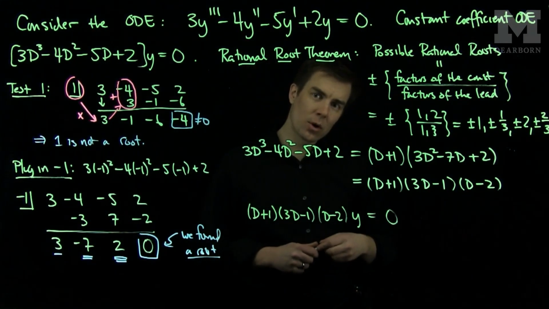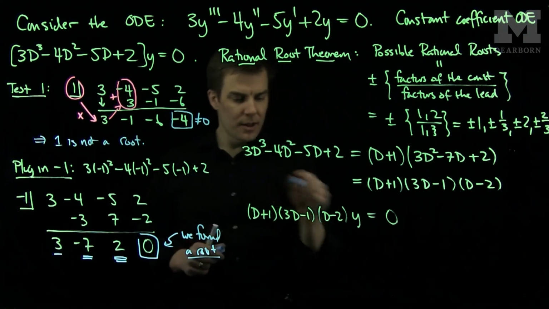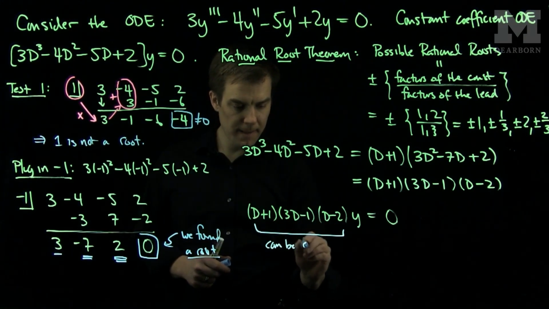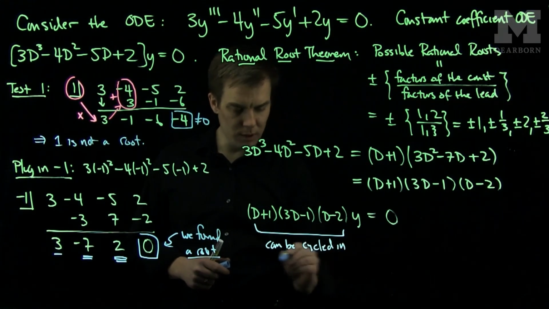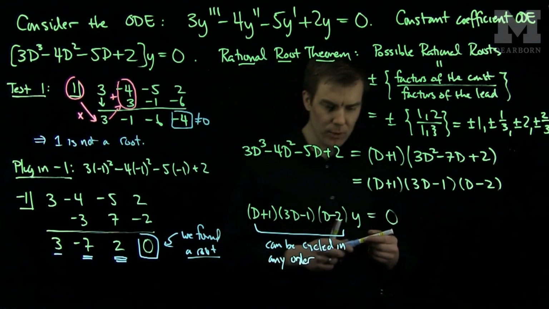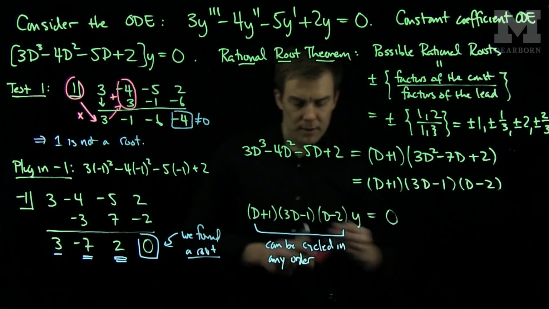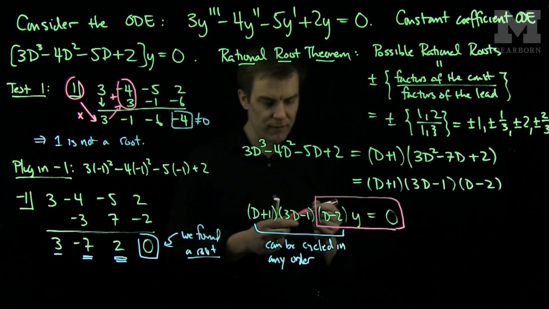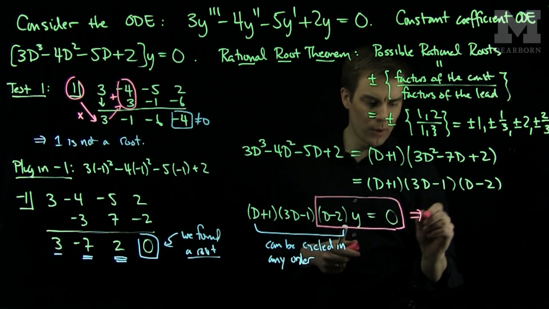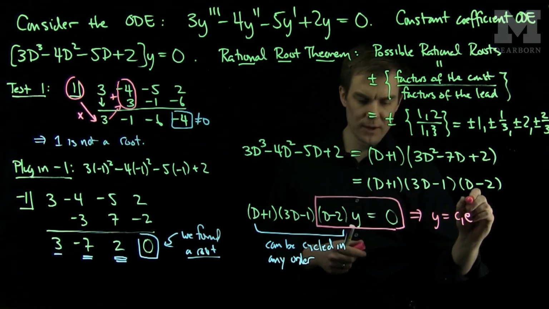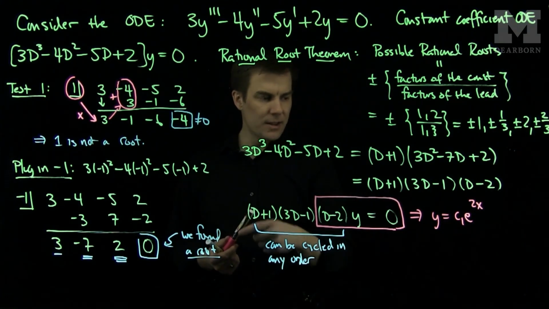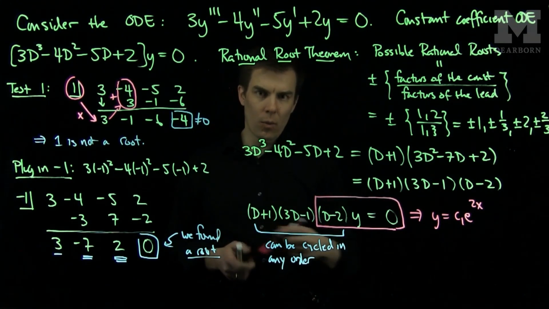And since it's a constant coefficient ODE, I can cycle these factors in any order. So note that these factors can be cycled in any order. What remains to do is to focus on one factor at a time and use the essential ODE to solve this. If I focus on the first term, we'll get y equals c1 e^(2x), and similarly a c2 e^(-x) and a c3 e^(x/3).